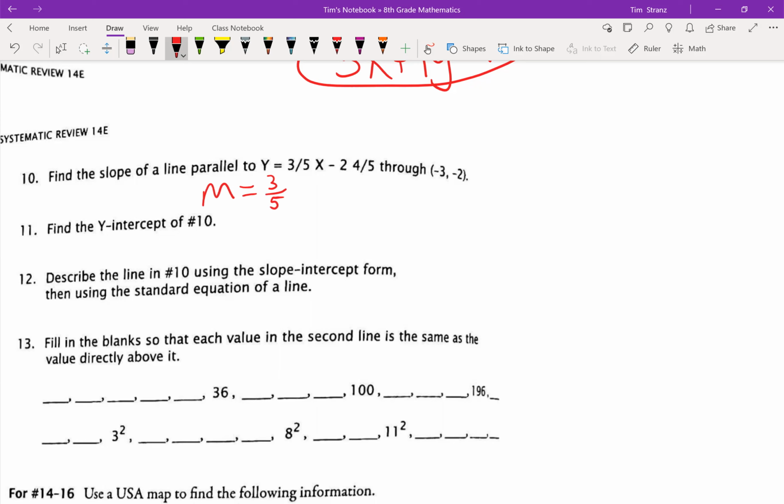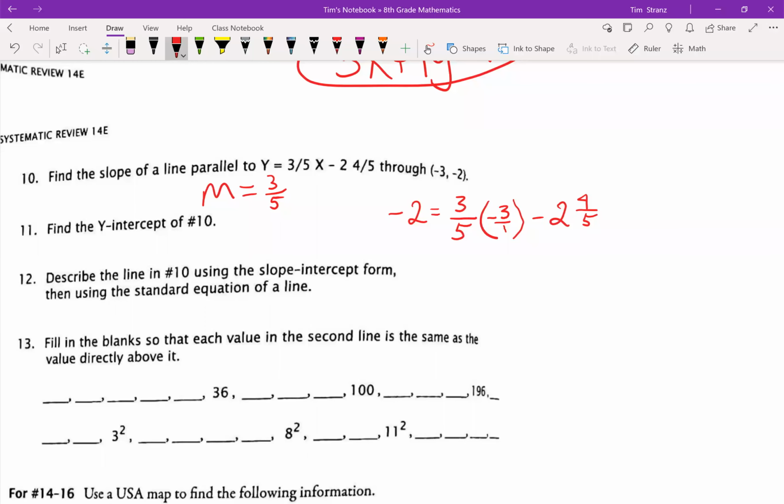Okay, find the y-intercept now, though. So now we're going to use these points, plug them into this equation, and find the y-intercept. Okay, so we're going to have negative 2 as my y equals 3/5 times negative 3, okay, minus 2 4/5. All right, so we need to find out what the y-intercept would be. And so we're going to put this together here.